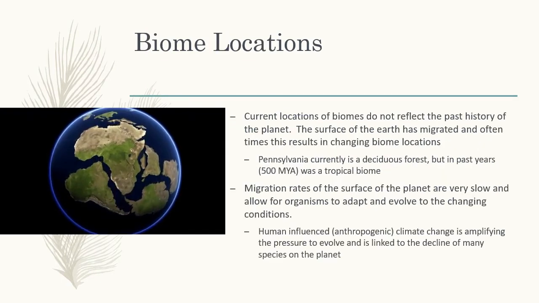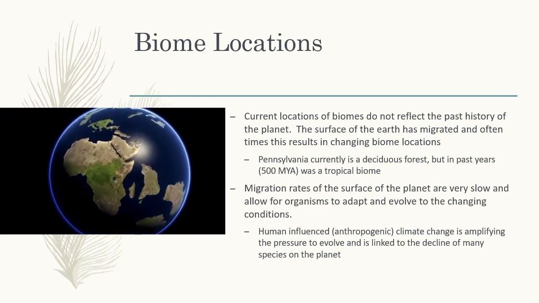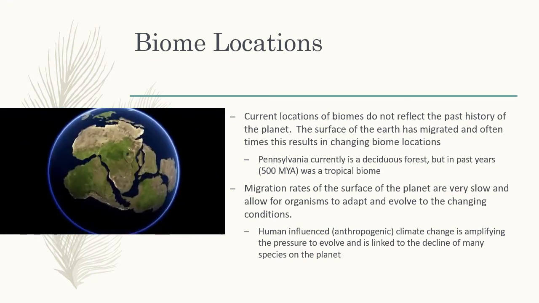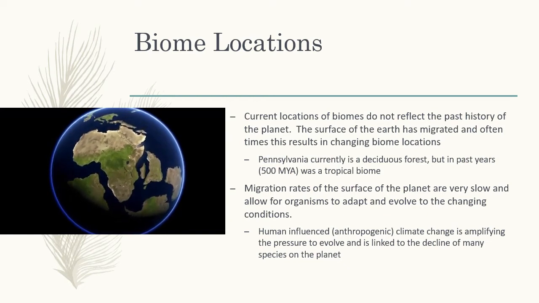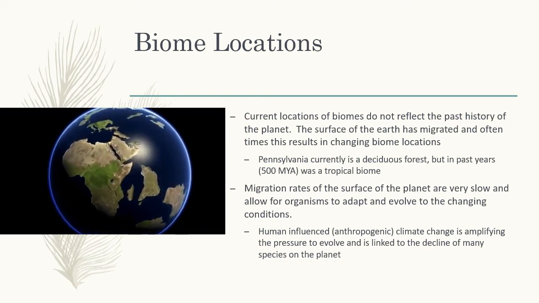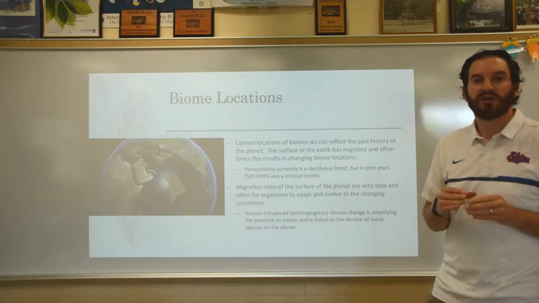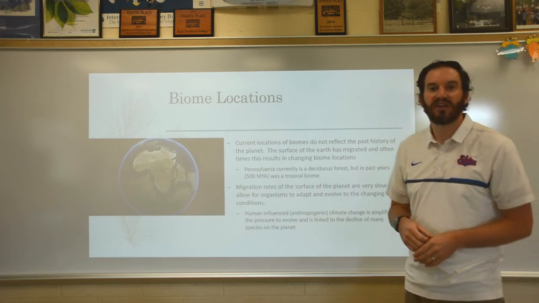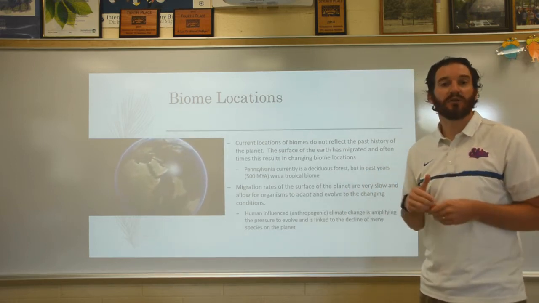Okay, the different locations on the planet. One of the things that people think is that the planet's been stagnant. It hasn't. The surface of the planet has been moving. We're going to get to that, I believe, in chapter 4 or unit 4. But the idea that the current locations, that's all they are, is they're current. So the climatic conditions we currently experience in Pennsylvania allow us to have a deciduous forest. That wasn't always the case.